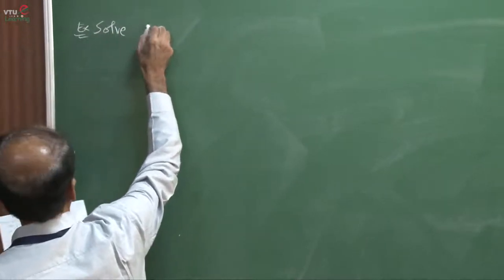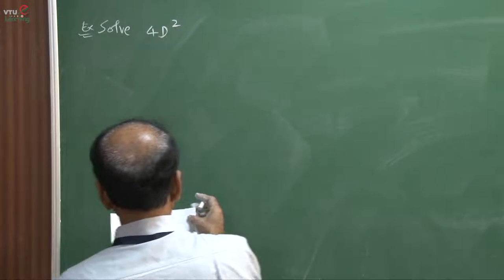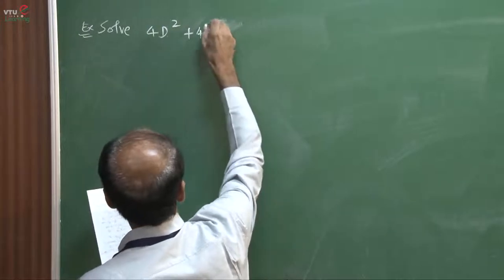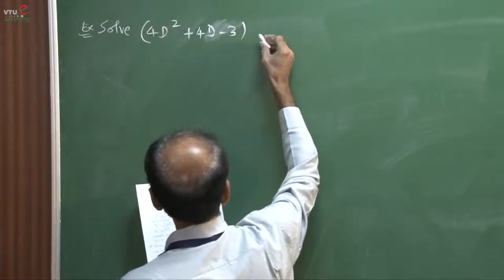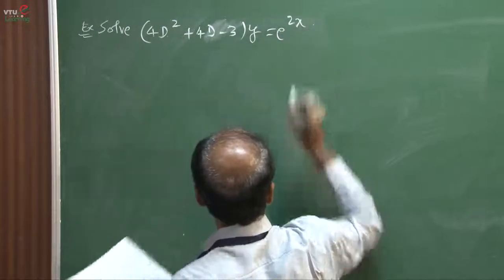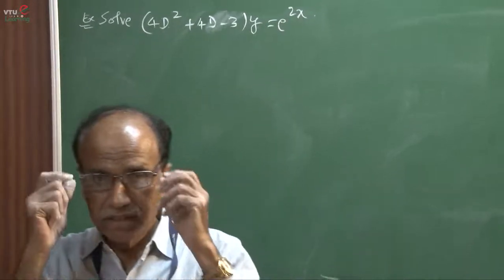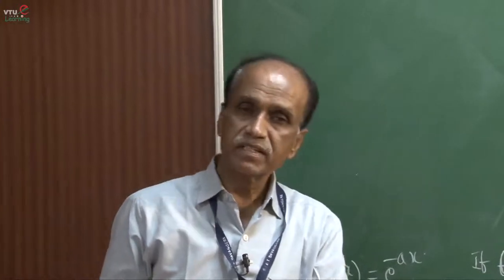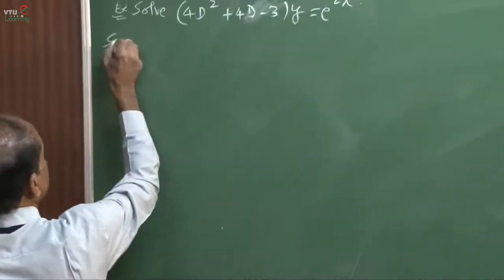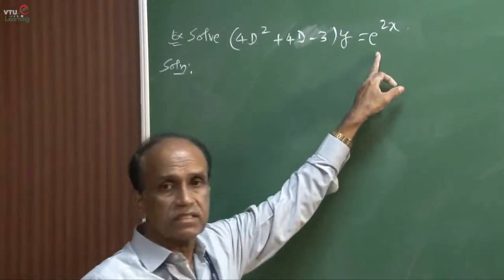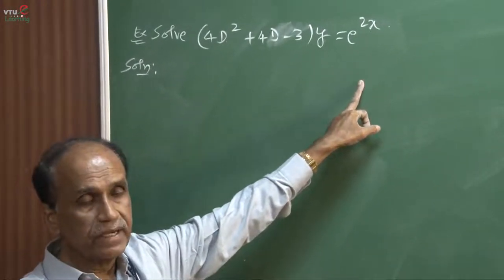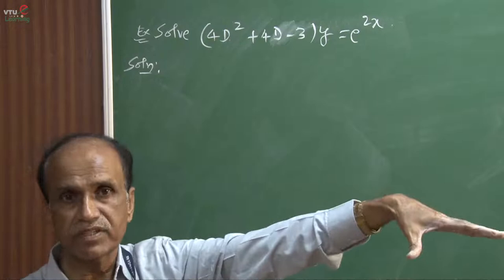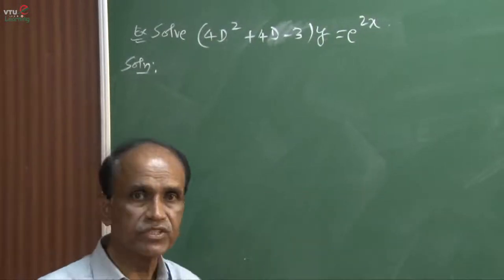Example, solve 4d square plus 4d minus 3 operating on y equal to e to the power 2x. This is the first case, and I shall complete some problems on the first case, then second case I shall explain, and then some problems I shall continue. Then you are sure that right side is not 0, because right side is 0 means homogeneous differential equation. So presently we are studying non-homogeneous differential equations. It is not the case of homogeneous differential equations.